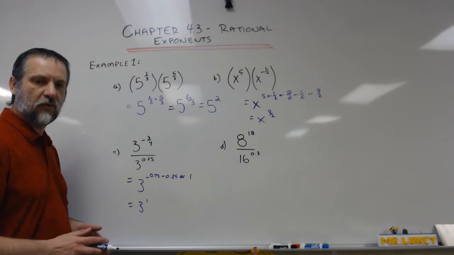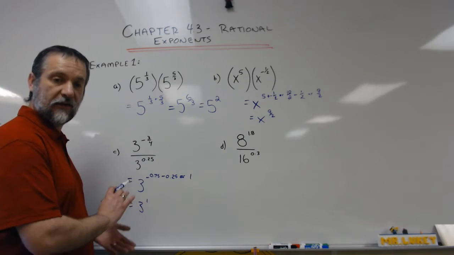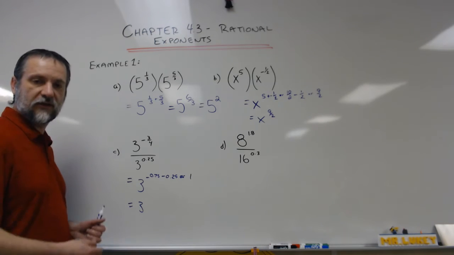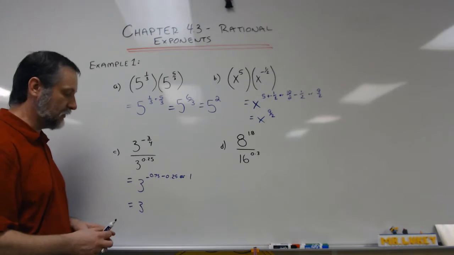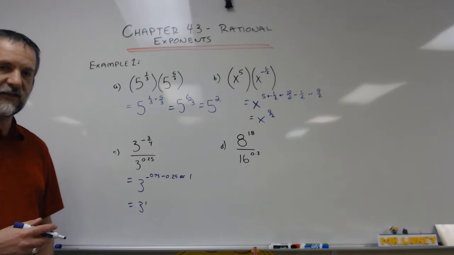Do we need to write the 1? No, we do not. If you write 3 to the power of 1, fine. That's not incorrect, that is correct. If you just write 3, you are also correct, right? Because there's an assumed power of 1 or exponent of 1 on the value of 3. So that is how we do C.